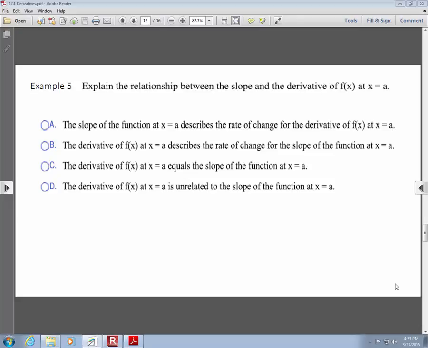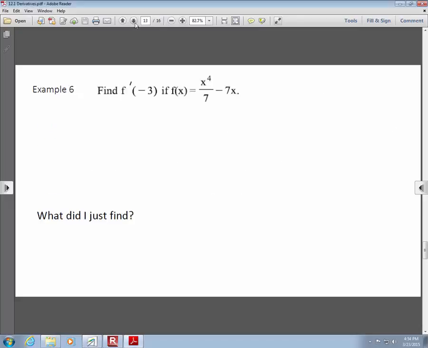So my answer to that is C. The derivative of f of x at x equals a equals the slope of the function at x equals a. I don't know if that makes sense to you or not, so I guess I'll explain it with this example here. Watch, here's example 6.